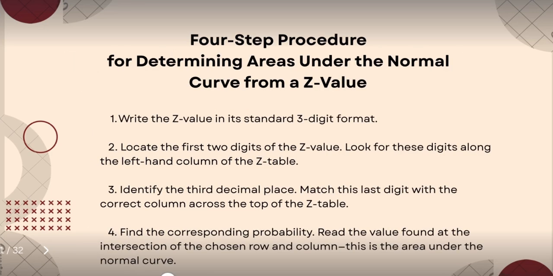Here's the 4-step procedure for determining areas under the normal curve from a z value. So first, write the z value in a standard 3-digit format. Second, locate the first 2 digits of the z value and look for these digits along the z table. Third, identify the third decimal place. Match this last digit with the correct column across the top of the z table. Fourth, find the corresponding probability and read the value found at the intersection of the chosen row and column. This is the area under the normal curve.